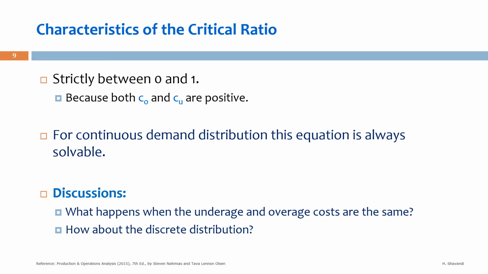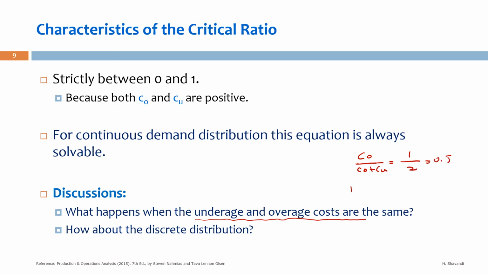So for a continuous demand distribution, that equation is solvable, so we will solve that equation to obtain the optimal Q. But if this function is discrete, then we'll see how we should obtain Q. We will see this in an example later in this part. But let's have a discussion here. What happens when the underage and the overage costs are the same?